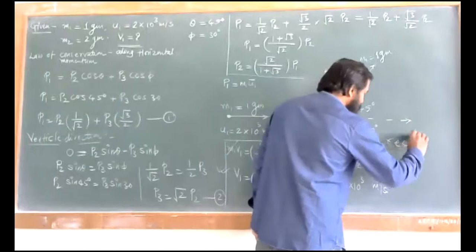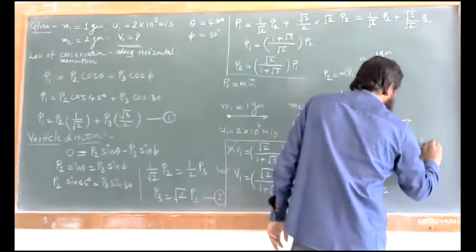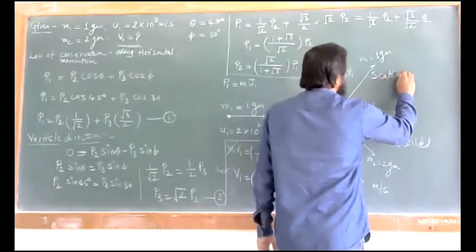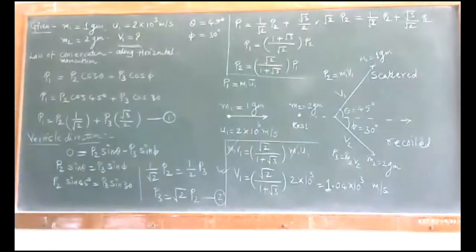This is a recoil. Okay, and this is called a scattered one. So you just remember this. This is one problem we विचारलं जातं परीक्षेला. So you can remember this first thing.